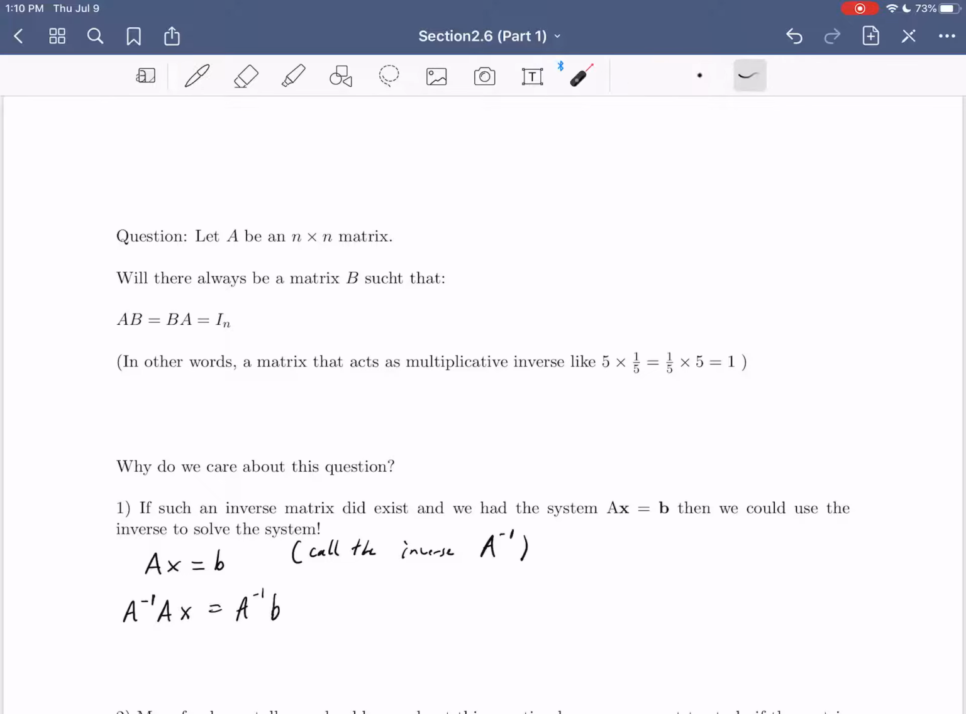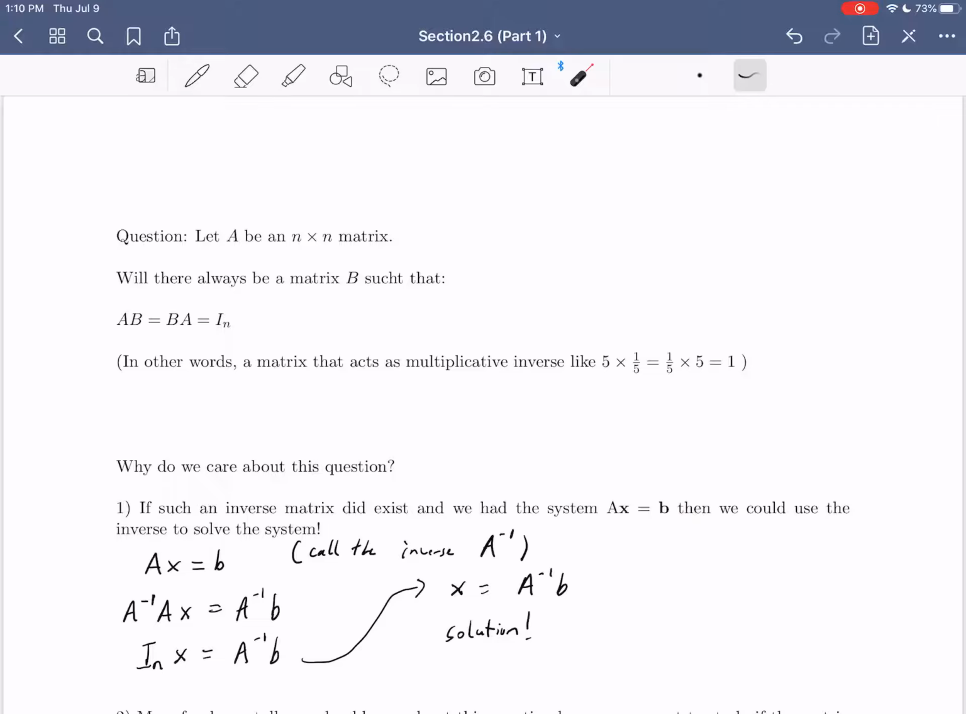Now, of course, this A inverse is taking the place of this matrix B, and you'll notice that if you have B times A, under the assumption that it's the inverse, that's the identity matrix. So this would become the identity matrix times X equals A inverse B. And then the identity matrix times anything is going to just be that same thing. So it's going to be X equals A inverse B. And that's our solution.